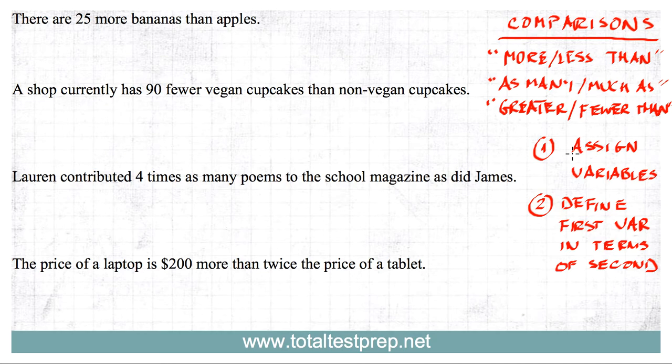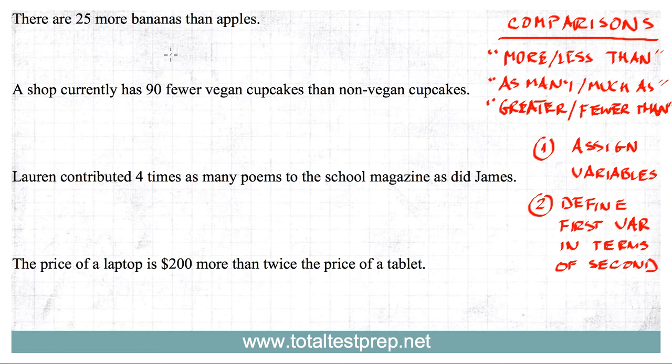So in this video, what I'd like to do is go over maybe a bit more of a visual explanation as to why you do this. These steps might be a little bit more intuitive, so you're not just memorizing these steps, but you understand why you're doing this. So let's take a look at these statements one more time. Let's take a look at the first one. We're told that there are 25 more bananas than apples. So this is a comparison. "More than" are the key words.